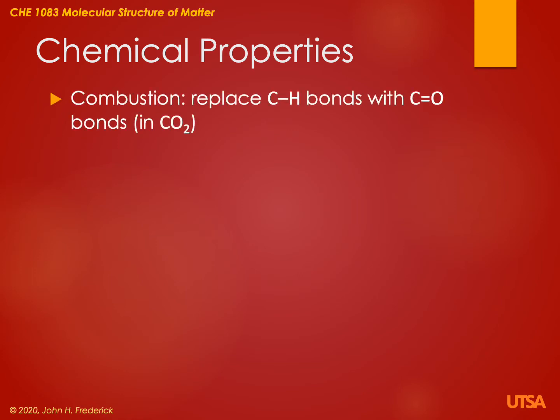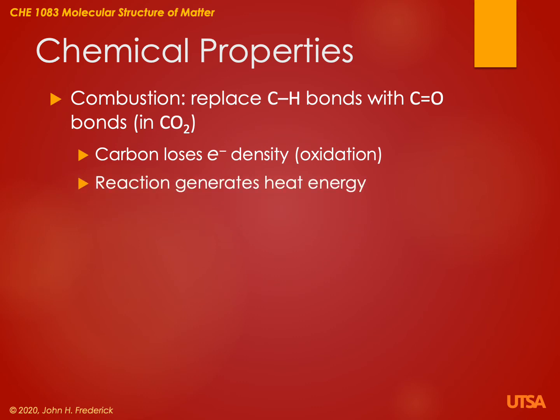The chemical properties are pretty specific to hydrocarbons. Of course, they all combust. We're used to burning gasoline. What happens during combustion is basically it replaces the carbon-hydrogen bonds with carbon-oxygen double bonds. That is to say, they create CO2. In this case, carbon loses electron density. It becomes oxidized. And the reaction generates a lot of heat. We're used to things burning. They generate heat. This is how we heat our homes when we burn natural gas.